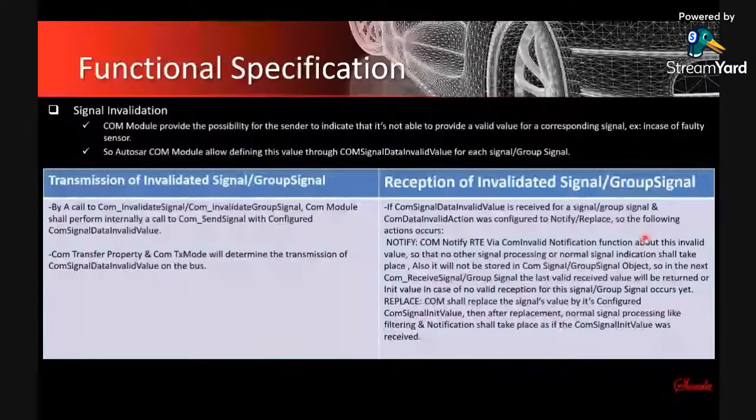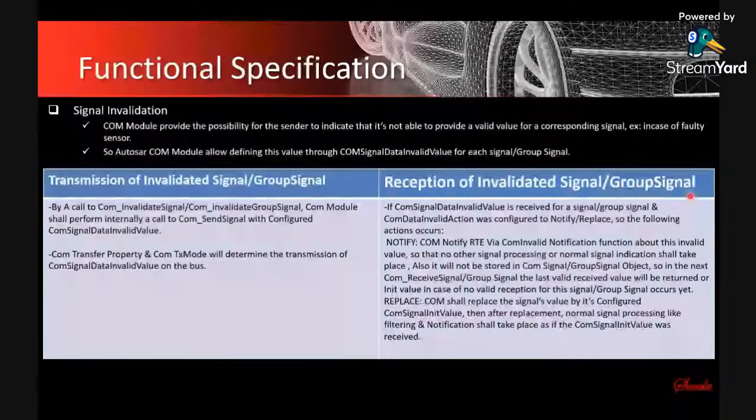So if we receive this wrong value, I will do one of two things. Either I notify the application and then discard this value. I will not take it into consideration, and I will notify the application as we mentioned. But if it's configured to replace directly, I will not tell the application anything. I will go directly to replace this with the normal or the init value there. And you can actually configure the notification here as well.